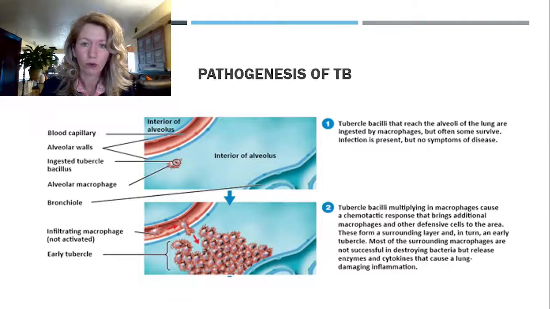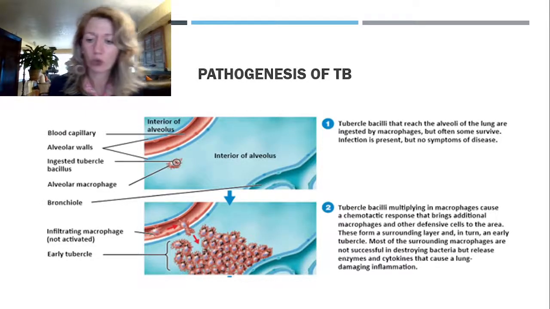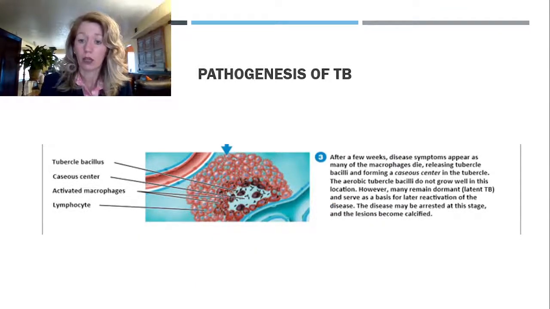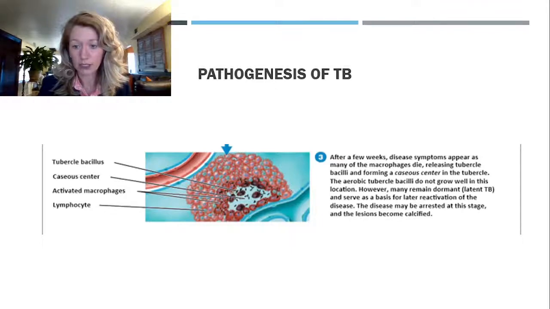It's also called, there's a video that you'll see here shortly, and they call it a granuloma. Most of the surrounding macrophages are not successful in destroying bacteria, but release enzymes and cytokines that cause a lung-damaging inflammation. So, another pathology. Number 3 here, after a few weeks, disease symptoms appear as many of the macrophages die, releasing tubercle bacilli and forming a caseous center in the tubercle. The aerobic tubercle bacilli do not grow well in this location. However, many remain dormant, there you go, latent TB, and serve as a basis for later reactivation of the disease.